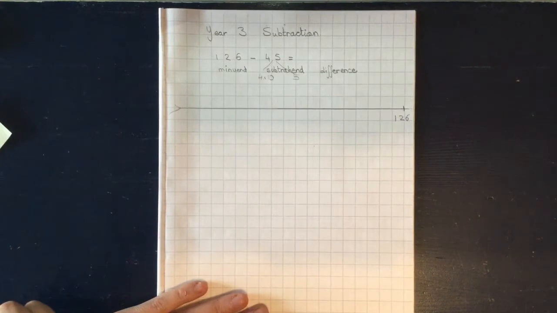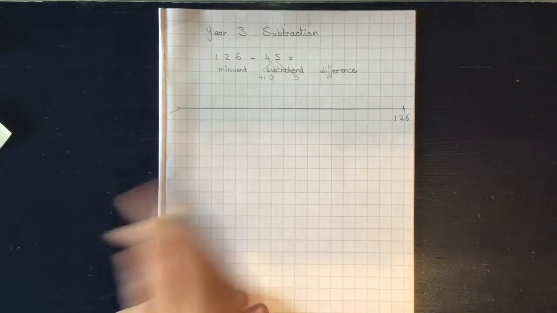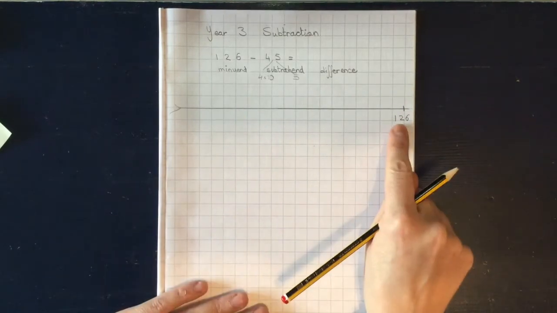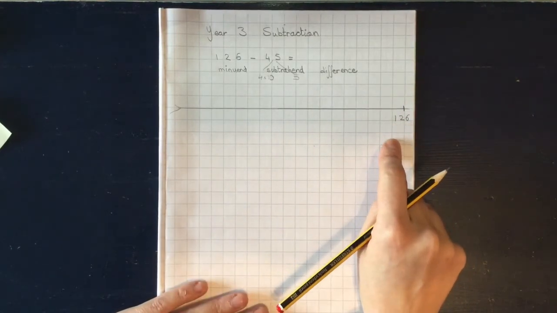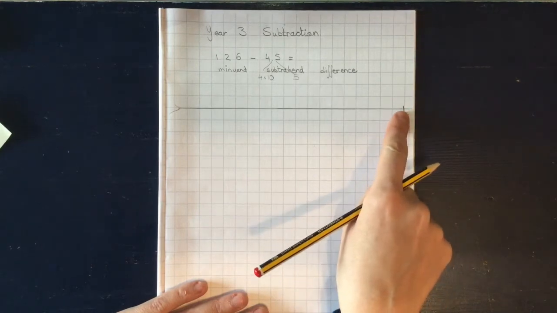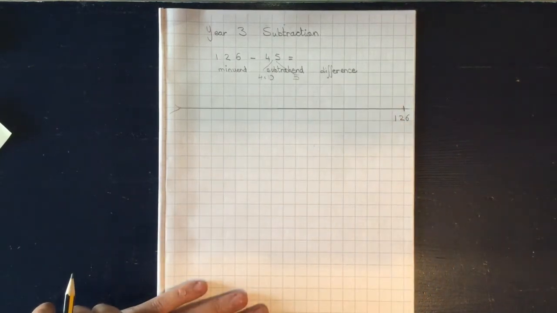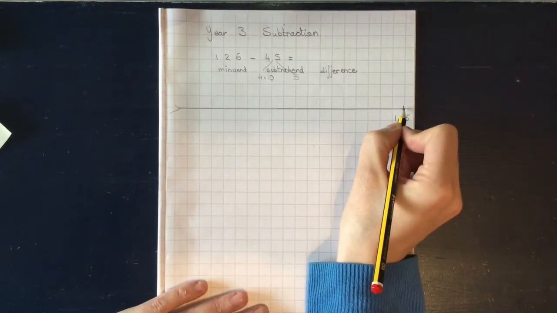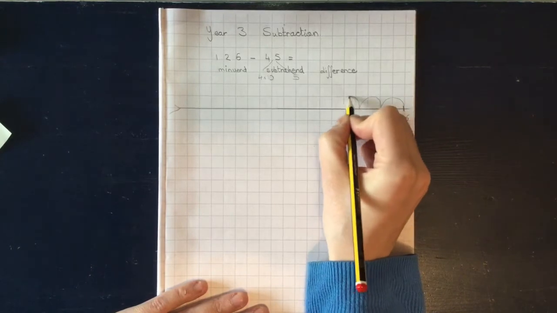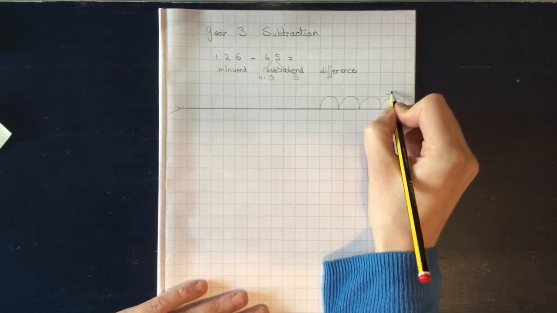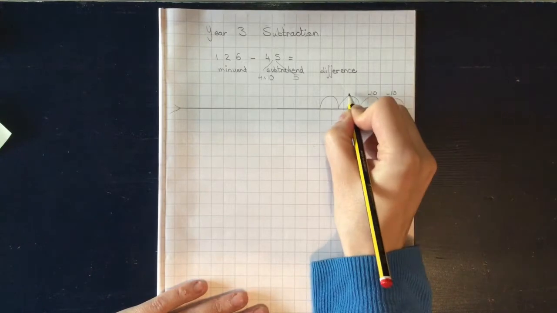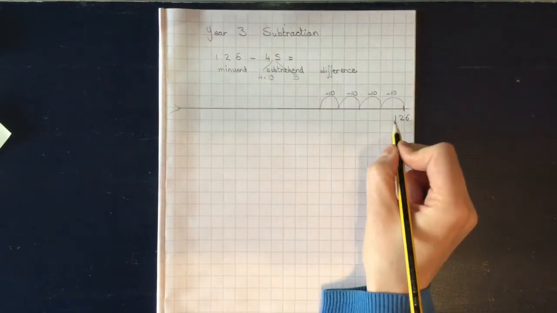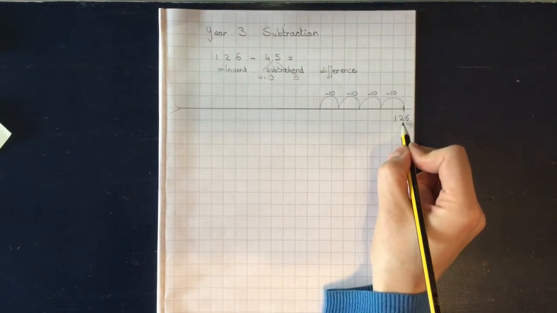4 tens, that would allow us to do 4 jumps of 10, or if we feel confident going across the hundreds, we can just do an efficient jump of 40 backwards. But let's go slow. Let's go with 4 jumps of 10. 1, 2, 3, 4, minus 10, minus 10, minus 10, minus 10. Now 126 minus 10.